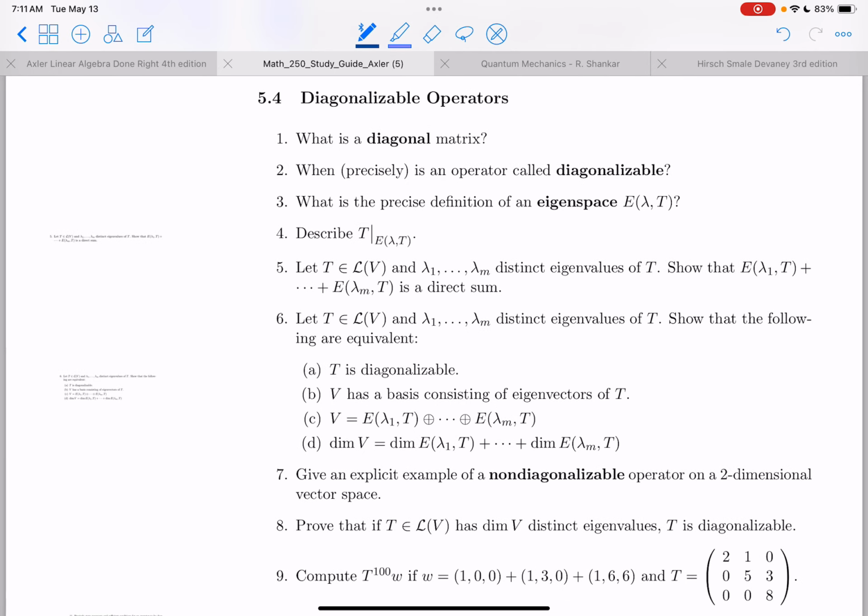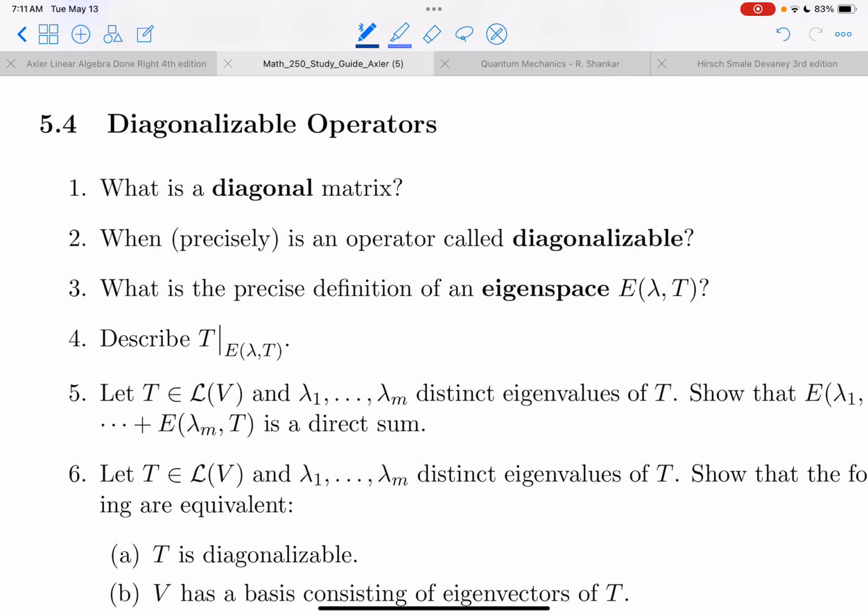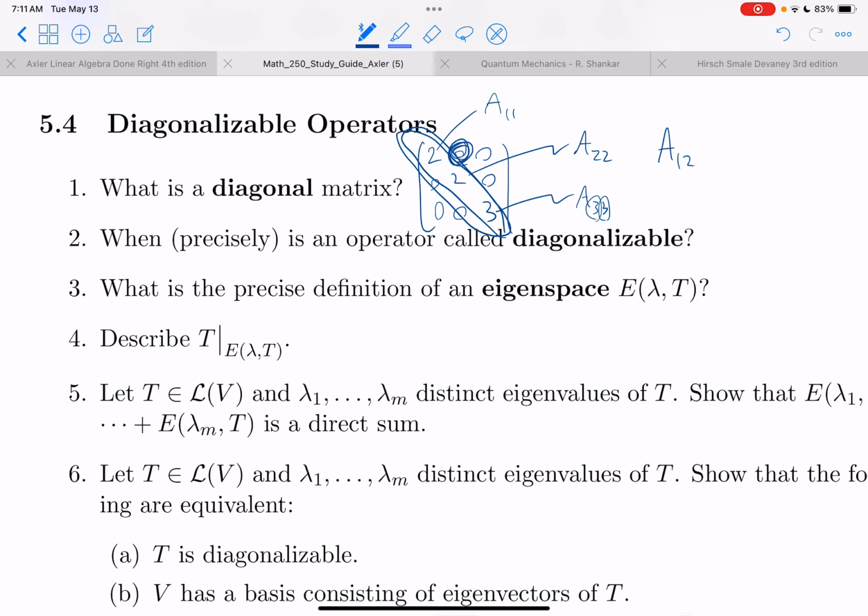Okay, hi everyone. So, diagonalizable operators. A diagonal matrix is something like this, which just has zeros everywhere, except on this part, which is called the diagonal. So this one is A11, this one is A22, this one is A33. The entry in row 3, column 3 is non-zero, but anything like A12, which would be this thing, has to be 0.